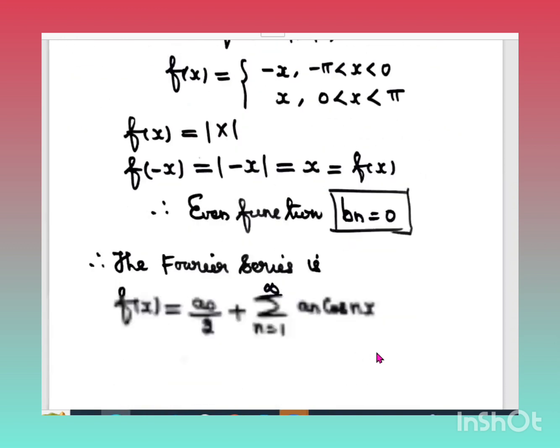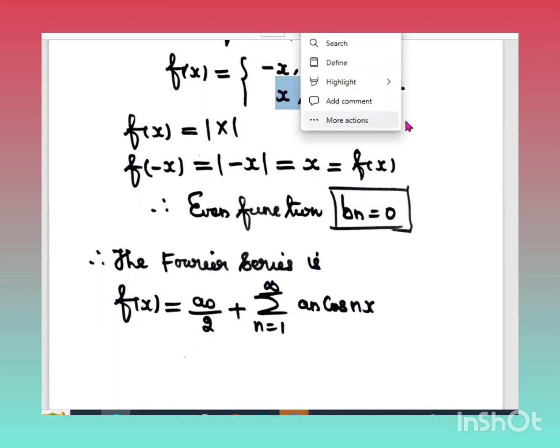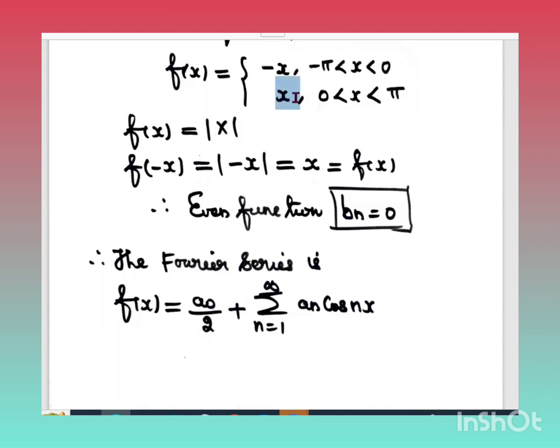So therefore the Fourier series is f of x is equal to a0 by 2 plus summation n equal to 1 to infinity an cos nx. Next you have to find the values of a0 and an. a0 is equal to 2 divided by pi integral over the limit 0 to pi f of x dx. For f of x we have to write simply x, because we are working in the interval 0 to pi.